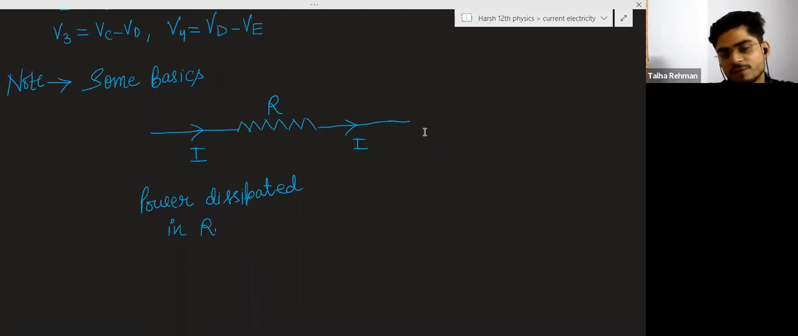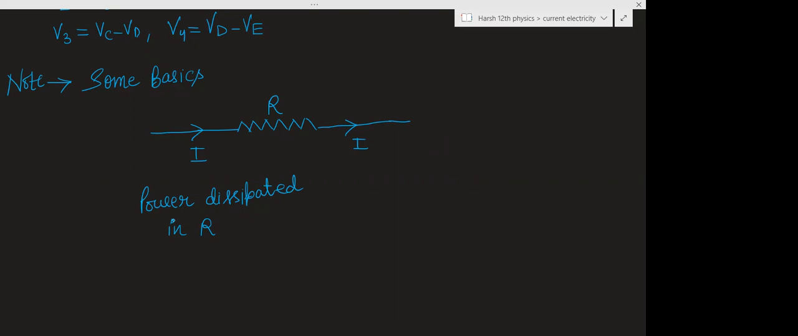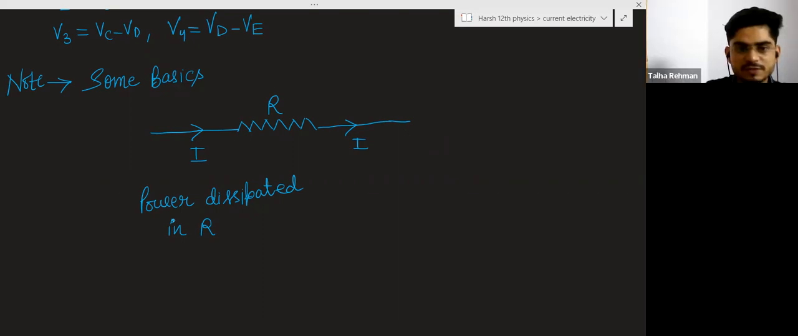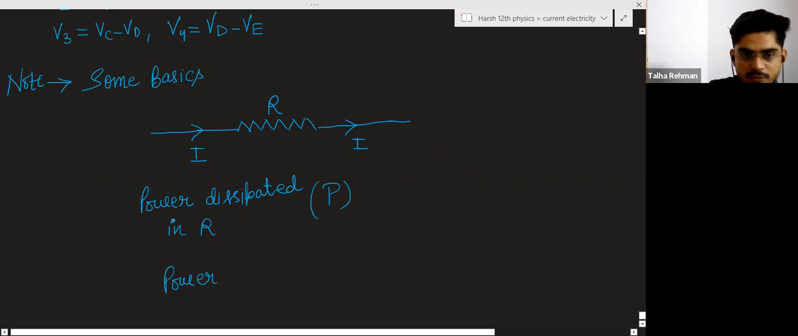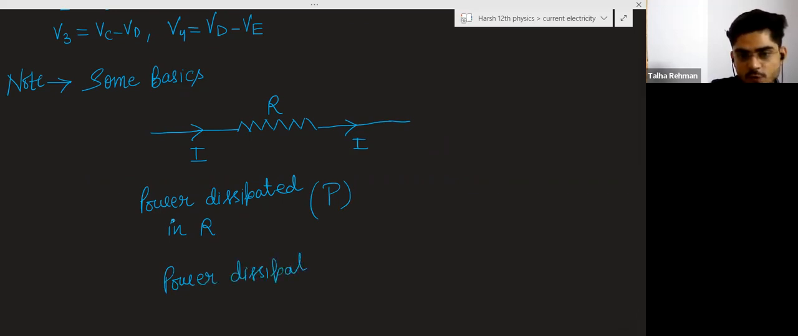So we have the formula for the power. Power dissipated is the energy loss or heat loss per unit time. Power loss in resistance R, I am just representing with capital P. So power loss is basically power dissipated. Very easy. Power dissipated is equal to heat energy per unit time.